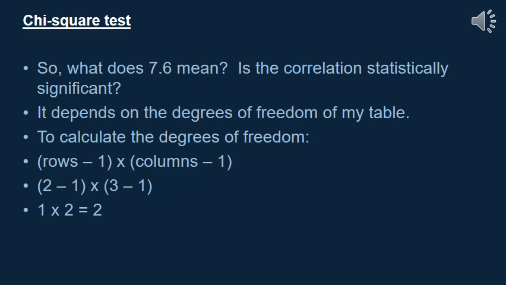So to calculate that degree of freedom, I have to use the following formula, which is very easy. Number of rows minus 1 multiplied by number of columns minus 1. So here in my table, I have 2 rows and 3 columns. So 2 minus 1 multiplied by 3 minus 1. 1 times 2 is 2. So my table has 2 degrees of freedom.